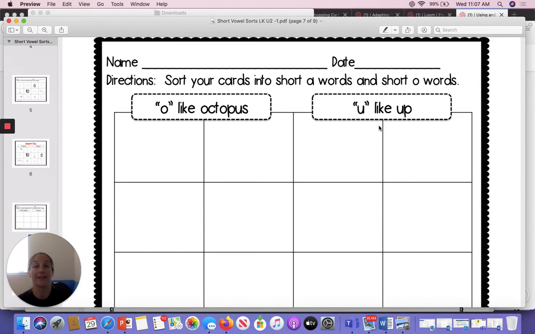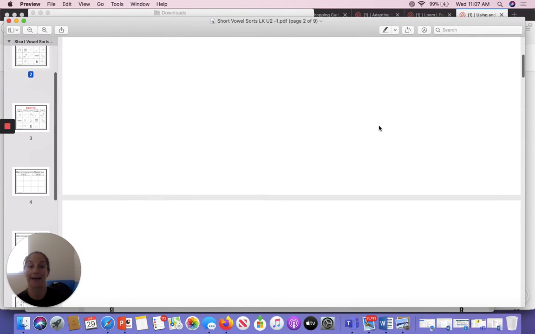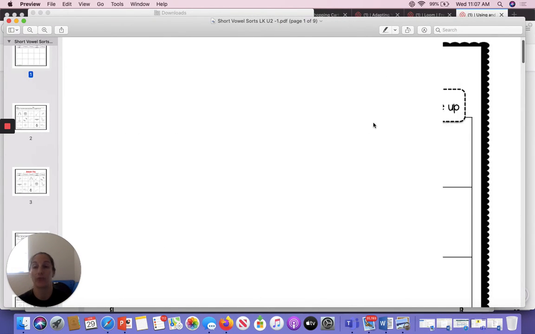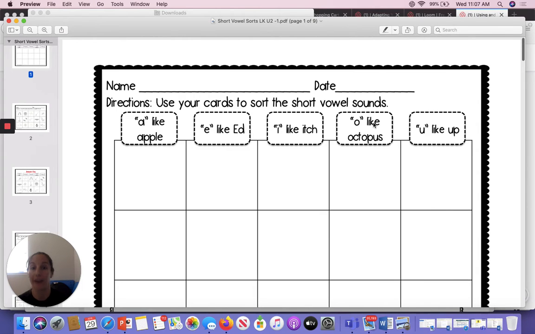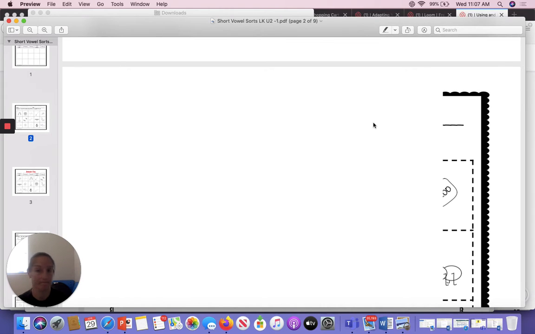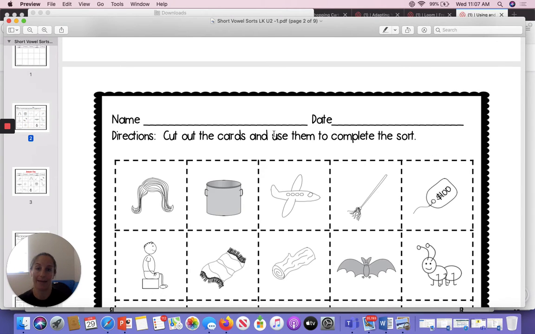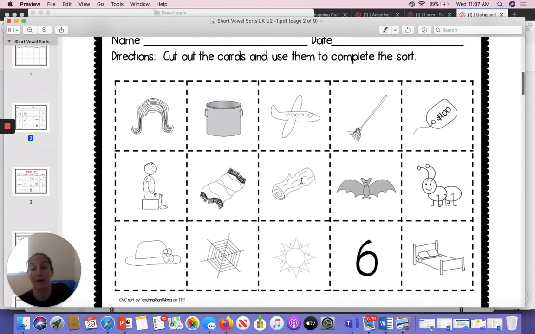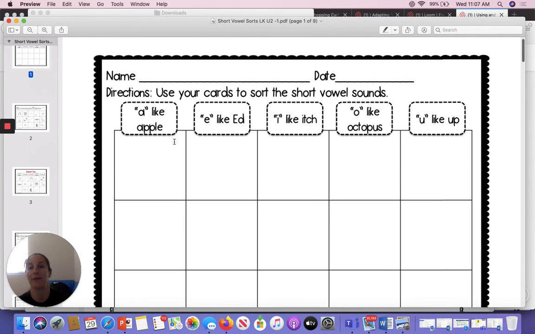After you've done these two sound sorts, you can then circle back and do the sort that includes all 5 vowels. Again, naming the pictures. Naming all the pictures and then sorting them by which short vowel sound you hear.